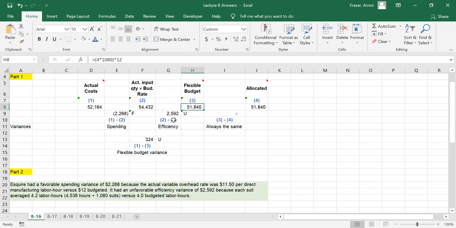So in terms of efficiency, you're saying that for 1,080 suits, multiplied by 4 hours a suit, you should have taken 4,320 hours. But you actually took 45.36, so you actually took 4,536 hours. In essence, you took 216 hours more than you would have expected. That is multiplied by the rate of 12, and that will give you a negative or unfavorable efficiency variance of 2,592. The budgeted and the allocated will always be the same, so there will be no variance whatsoever.